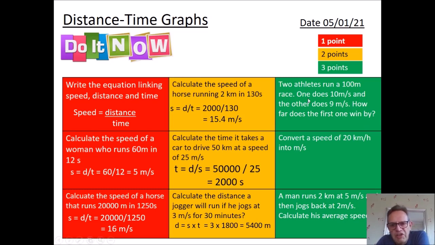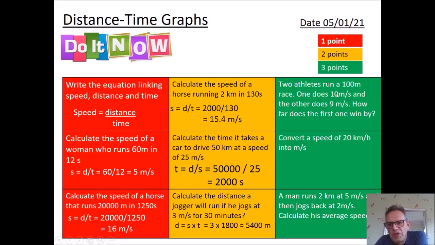Okay, these are the very challenging questions. So 2 athletes run a 100-metre race. One runs at 10 metres per second, and the other runs at 9 metres per second. How far does the first one win by? So obviously this athlete is going to win because he can run faster. When does the distance to win by happen? Well, this is when this person crosses the finishing line.